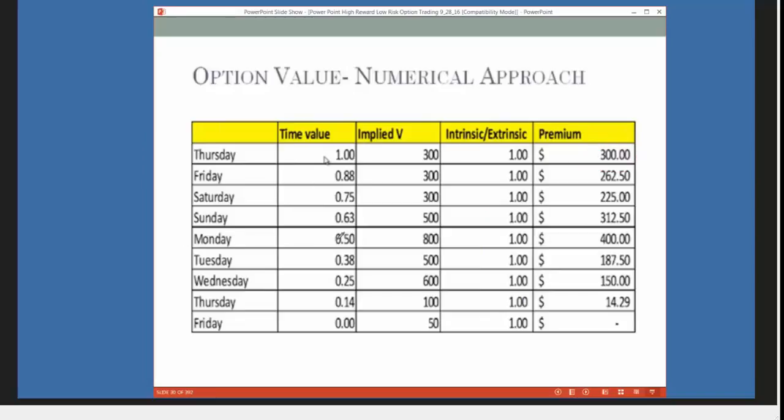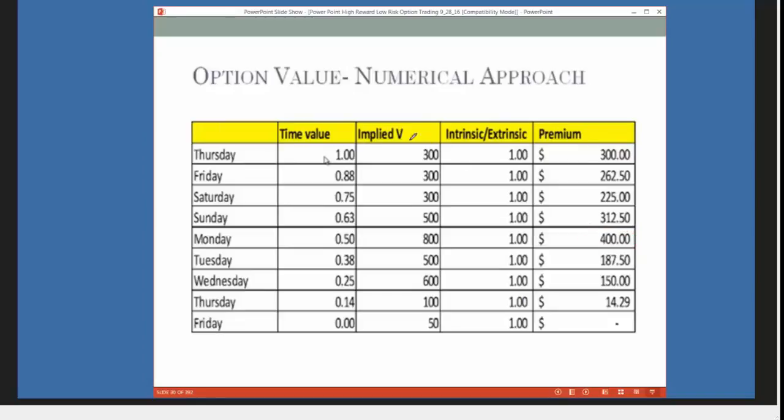Now, when you come in Monday, you can see that the time value of that option now has been cut in half. And so even if you increase the implied volatility, in this example, to 800, this is staying constant, you can see that your premium, your price of the option, just barely went up to 400.